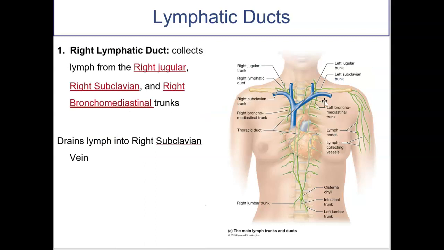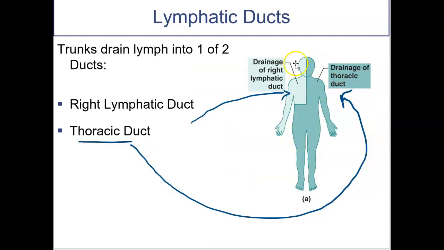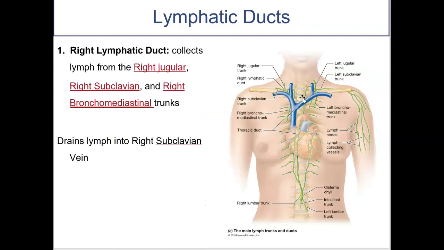So if you look at the right lymphatic duct, again, it's picking up from this area up here. So your right jugular, your right subclavian, and your right bronchomediastinal. So if we look, it's picking up the lymph from the right side of the head and face and neck, the right upper extremity, and the right chest. Now that lymph is going to enter this right lymphatic duct, and it's kind of hard to see in the picture. I'll try to use green, but the right lymphatic duct is right here. Try to darken that a little bit.